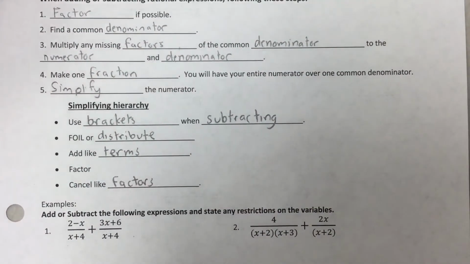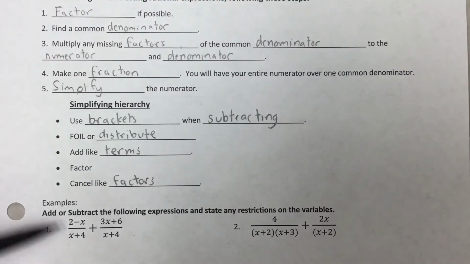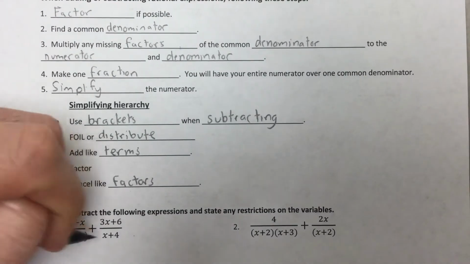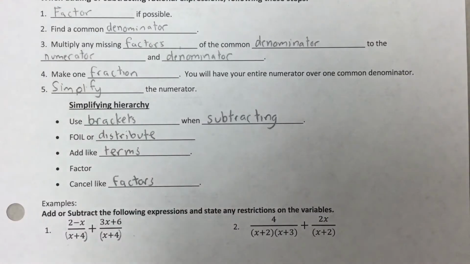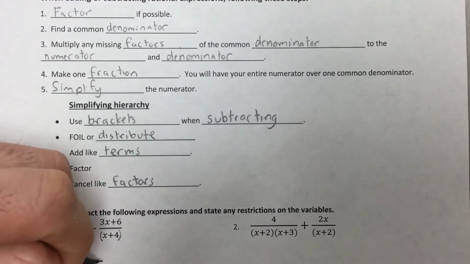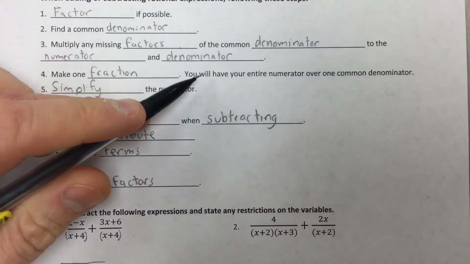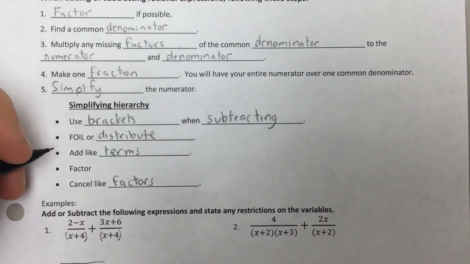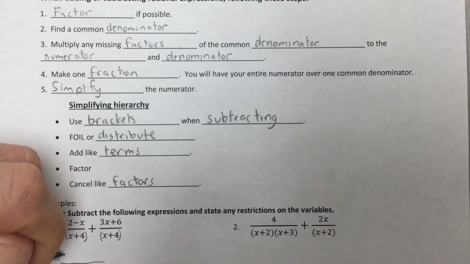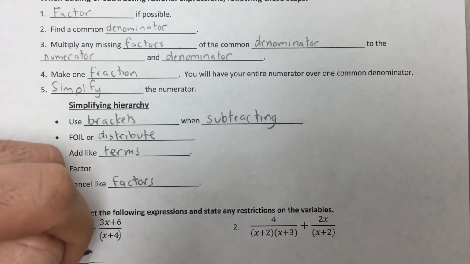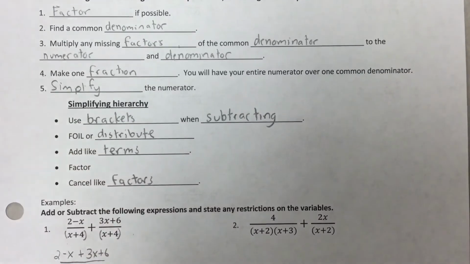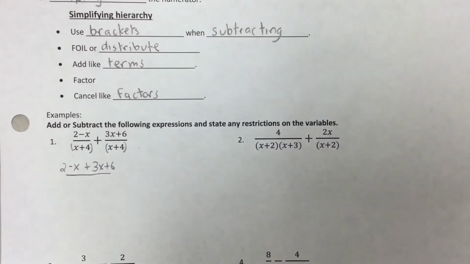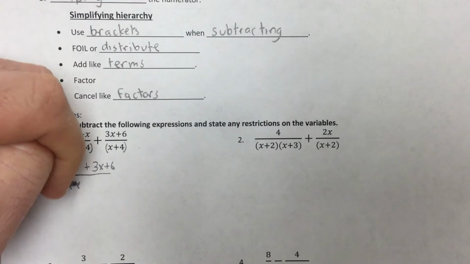For number 1, if you notice, we already have our common denominator. So pretty straightforward. Since we already have our common denominator, we don't have to multiply any missing factors because we have all of our factors. So we're going to make this one fraction. Okay, so it says you're going to have your entire numerator over the common denominator, one common denominator. So I'll have 2 minus x plus 3x plus 6 over my common denominator, which was x plus 4.